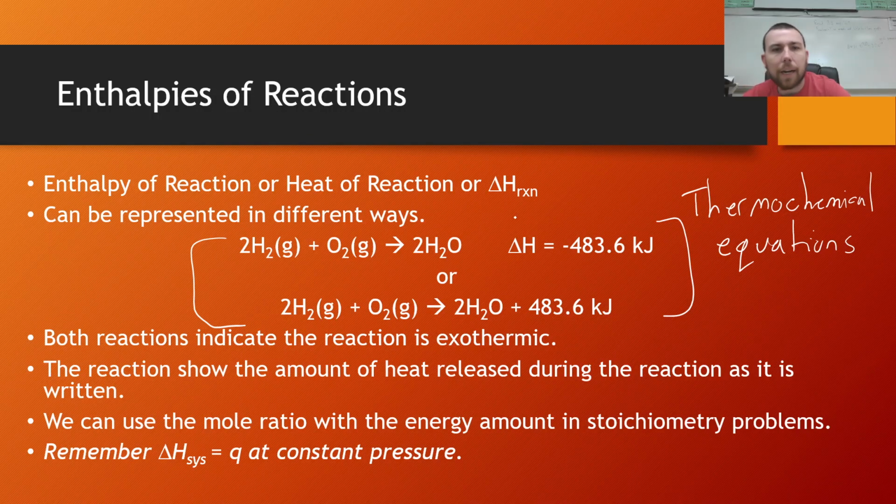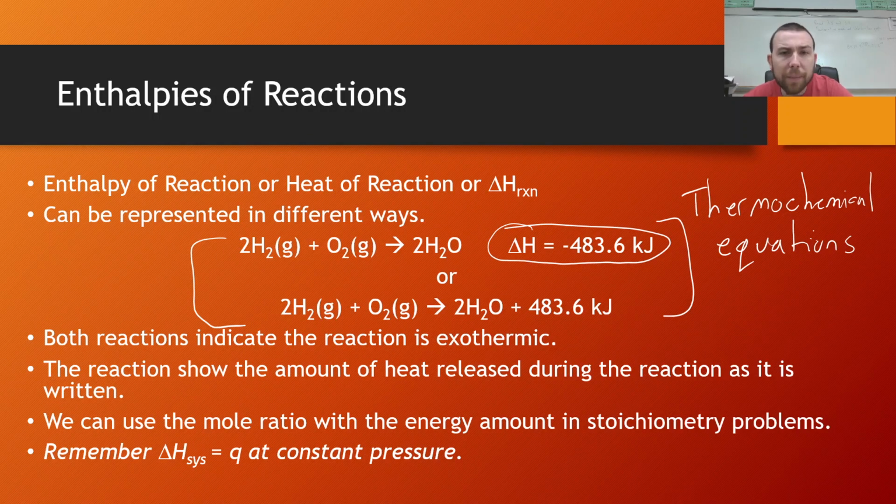It's the same reaction, but they represent it two different ways. The first one, you've got 2H2 plus O2 produces 2H2O, and then it tells you directly after it that delta H is negative 483.6 kilojoules. Now that negative is letting us know that it's released, telling us that energy is a product.